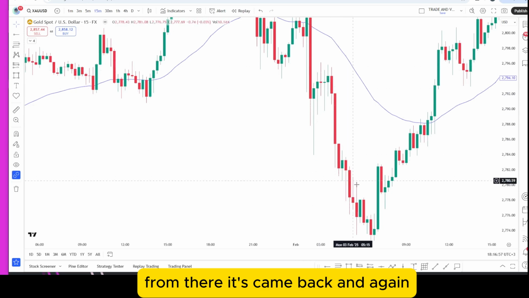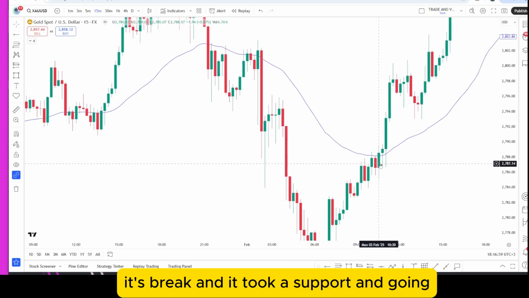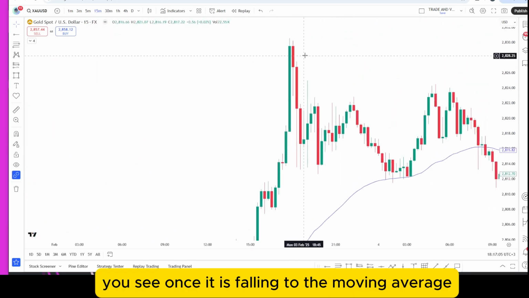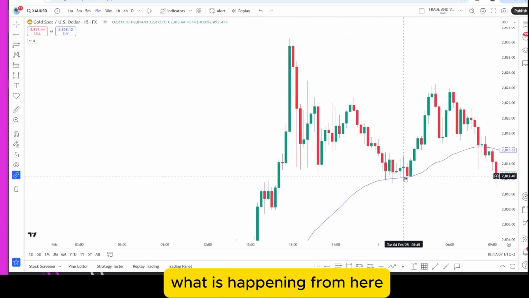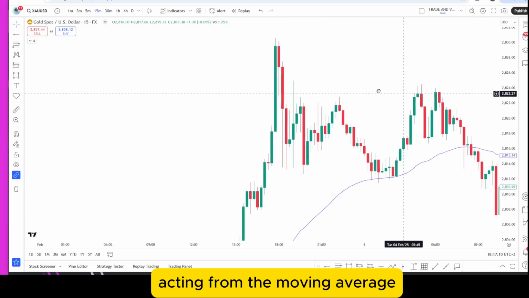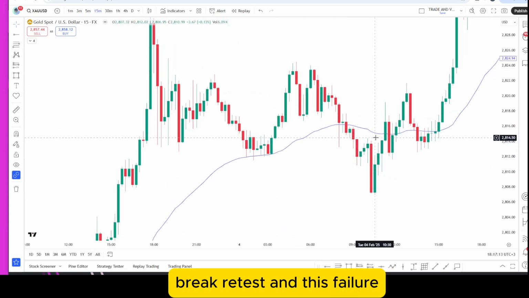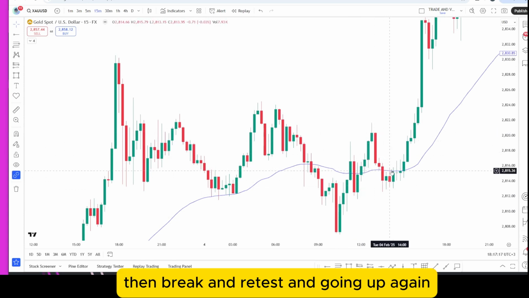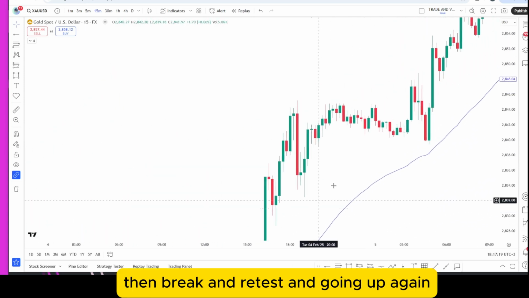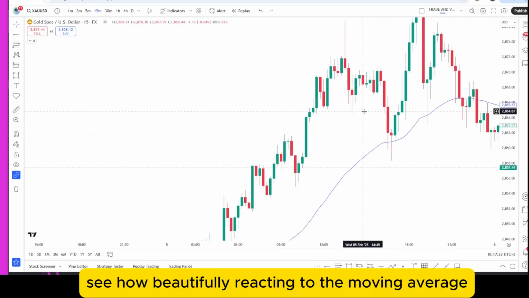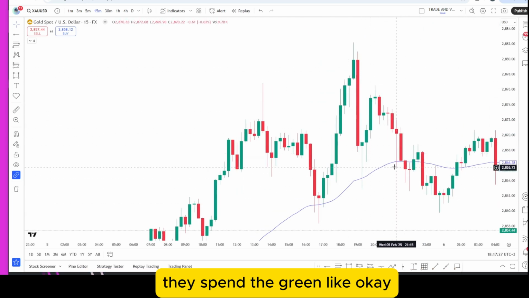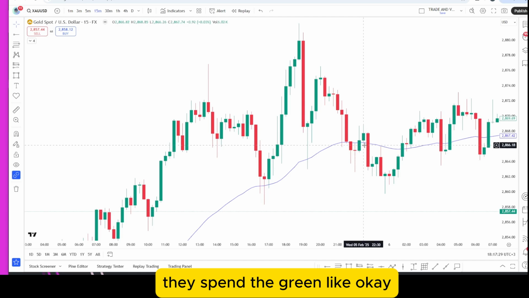From there, it came back, and again it's a break, and it took support and is going. Then again, you see, once it is falling to the moving average, what is happening from here? Acting from the moving average, going up, break, retest, and this failure, then break and retest, and going up again. See how beautifully it is reacting to the moving average. Price went again, okay, closure happened.